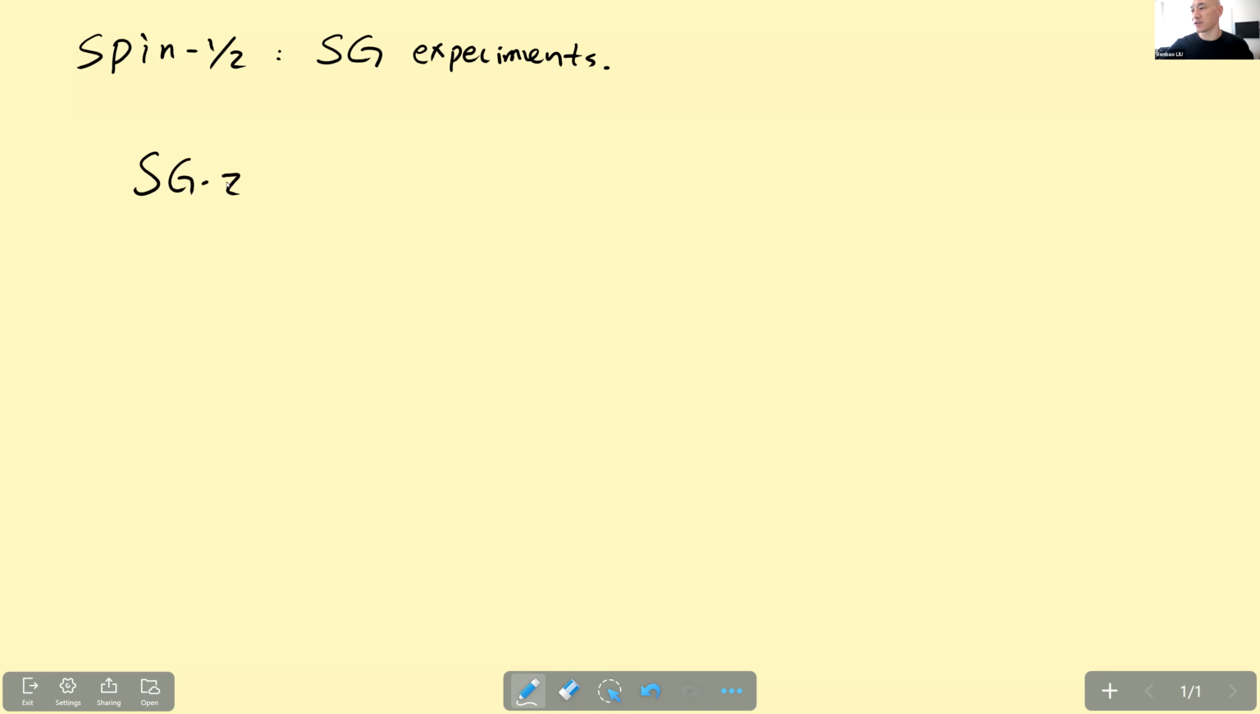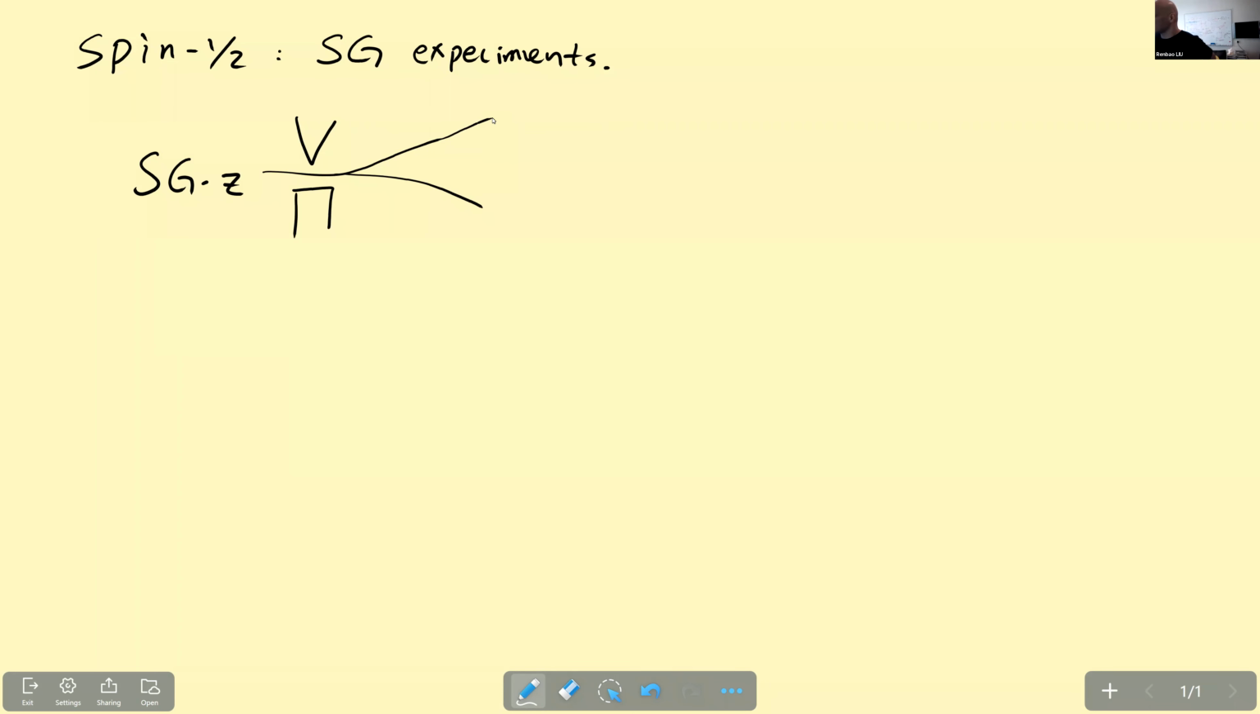So let's continue to discuss the quantum mechanics of the spin half. Last time we saw the Stern-Gerlach experiment. Suppose you have SGZ, that means you have a magnetic field like this one, and the spins will be split into two along the z direction.